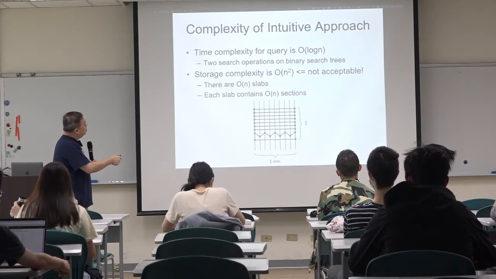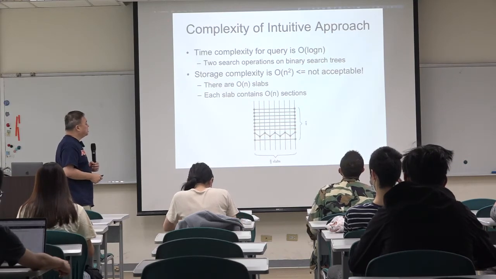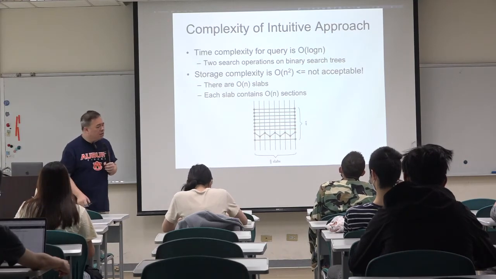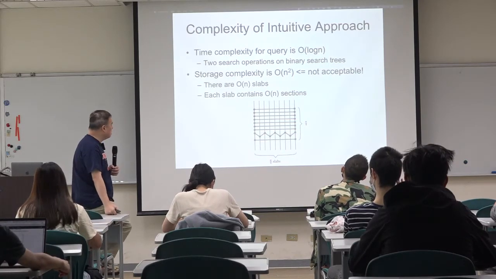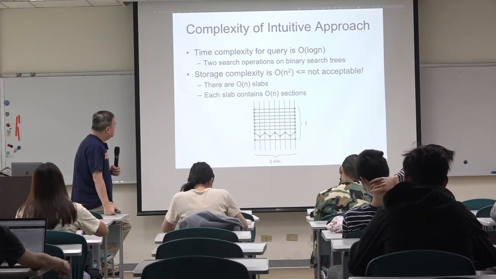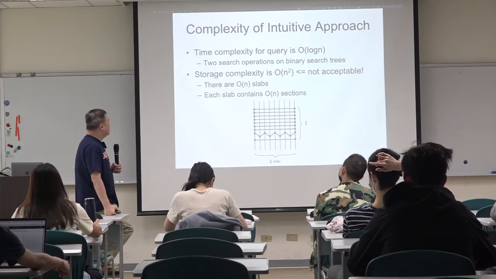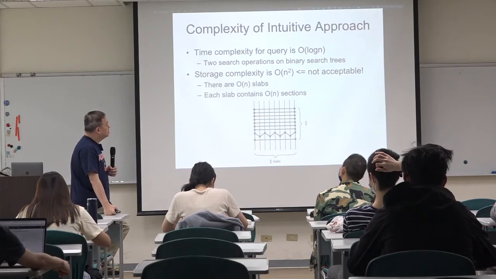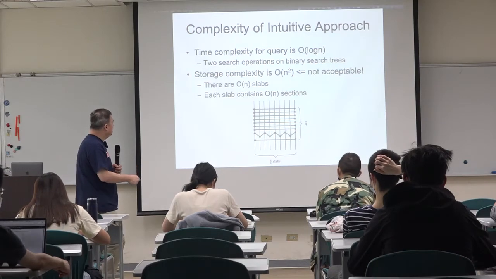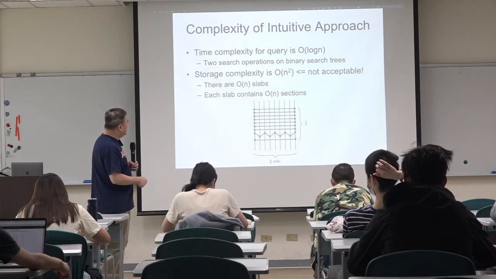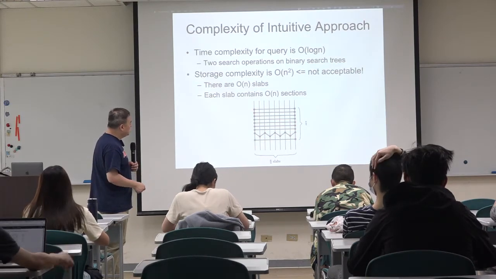So the query complexity is great, it's wonderful. But if we start looking at the storage complexity, the storage complexity could be as bad as n squared. Why? Here we intentionally construct a special case for you to see.